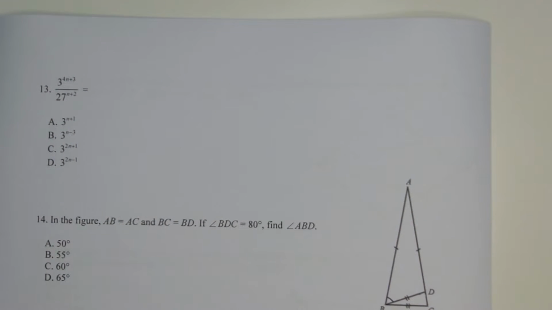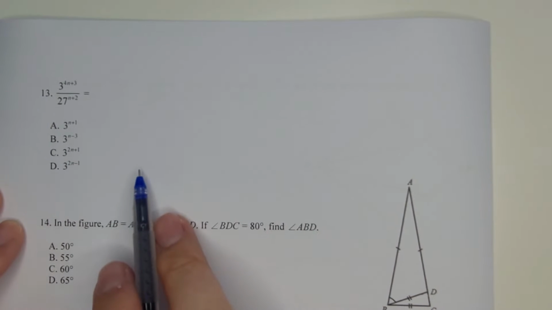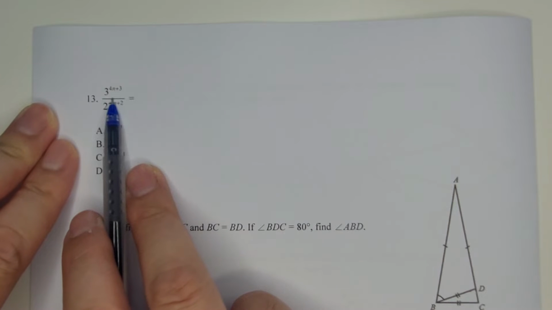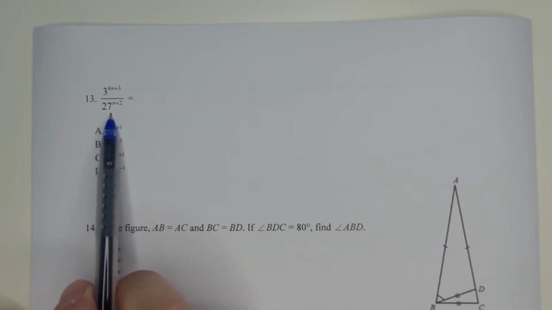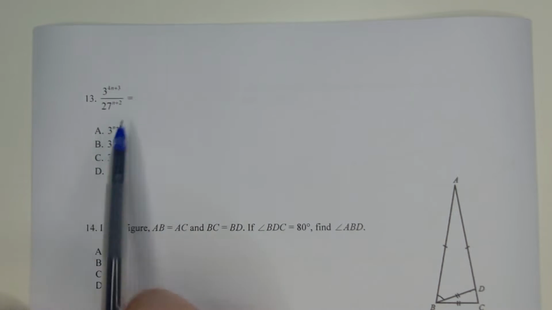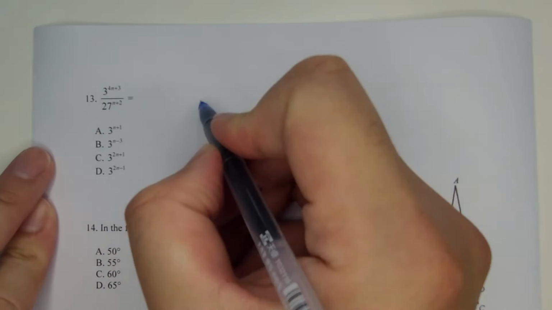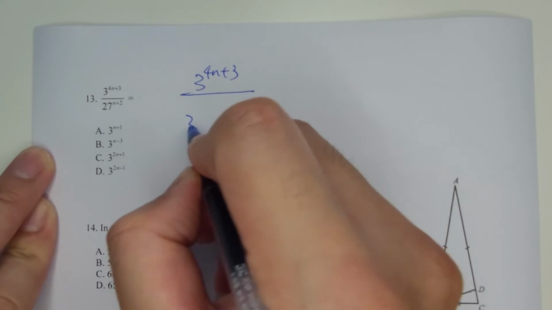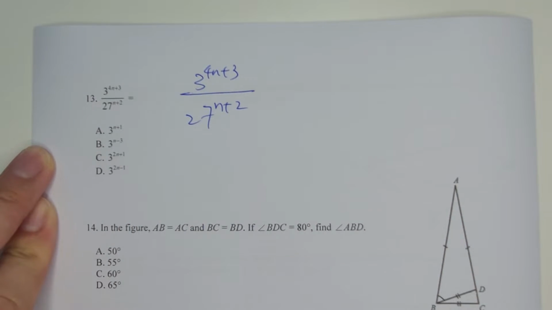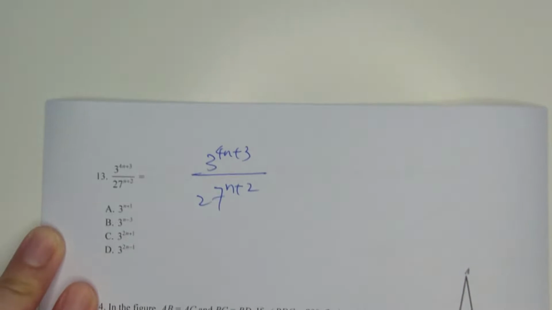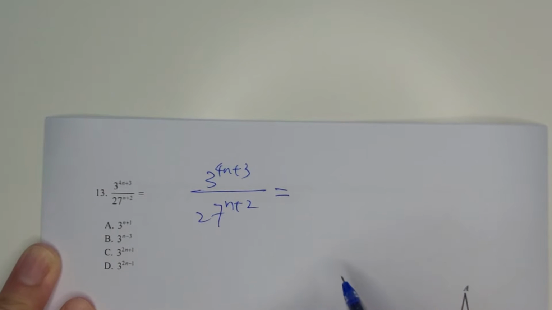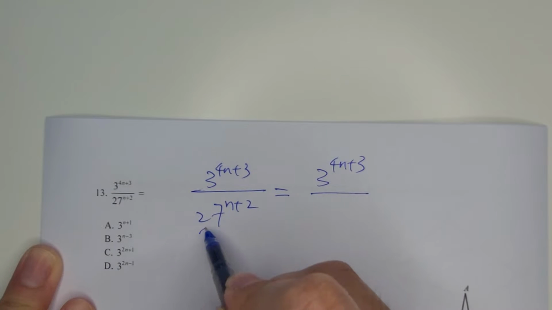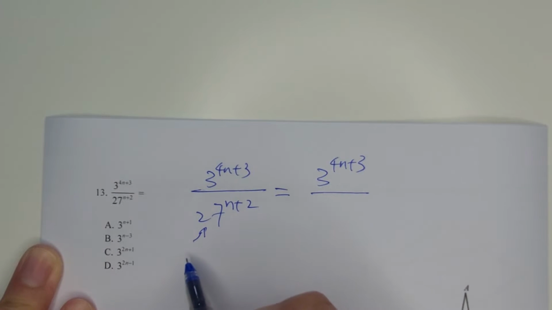Okay, let's go on to talk about the solution of this paper. For this one, 3 to the power 4n plus 3 over 27 to the power n plus 2. And how do we simplify this? First, we write down the expressions 3 to the power 4n plus 3, 27 to the power n plus 2. And here, we can do it in this way, that is, keep this one, and remember to change this 27 as base 3.